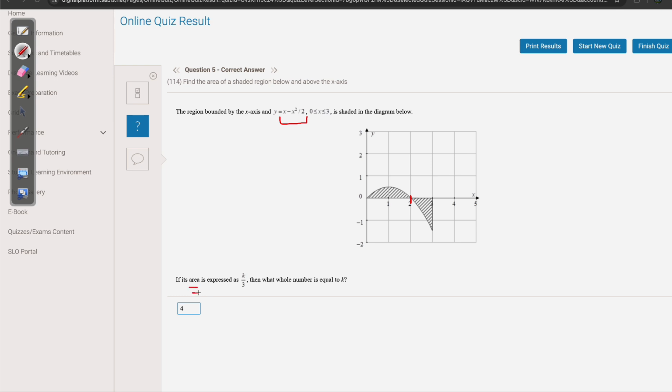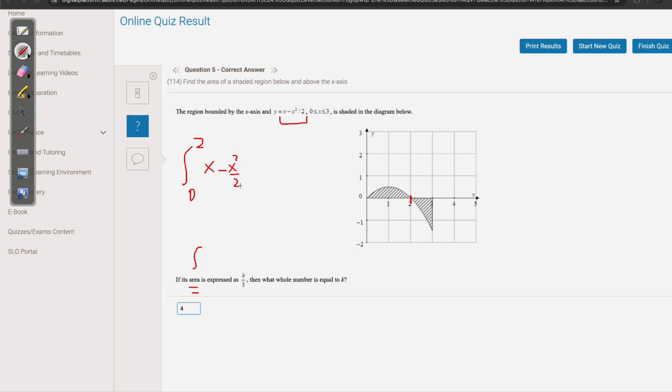Whenever we hear area, we integrate. So now we know the operation. We integrate from 0 to... first of all, we're going to need to find the other limit, which will be the next intersection, which in this case is 2. From 0 to 2, and then you just integrate the function x minus x squared over 2.